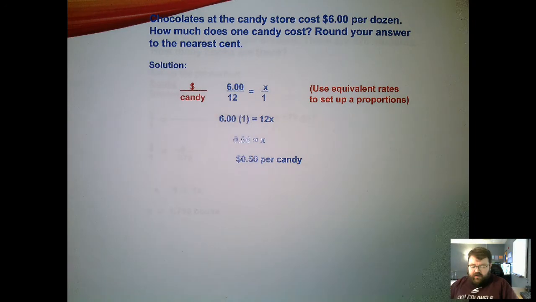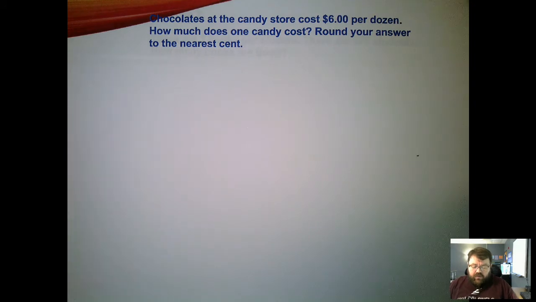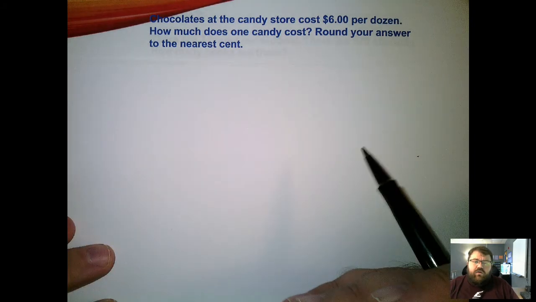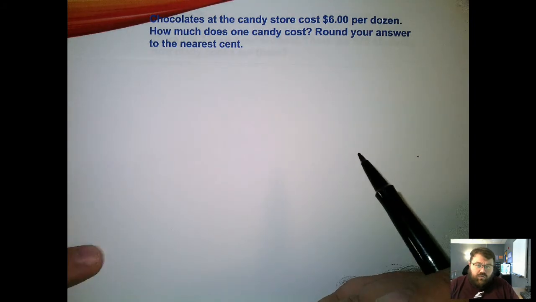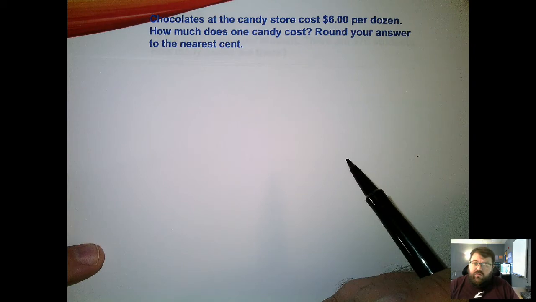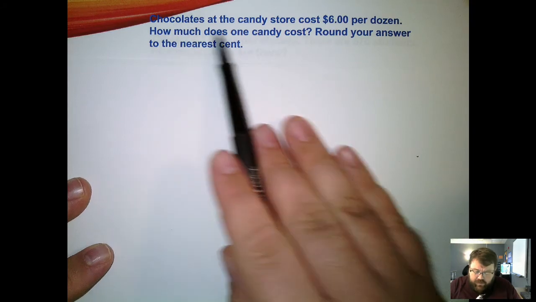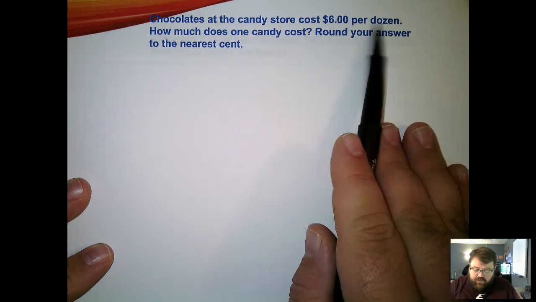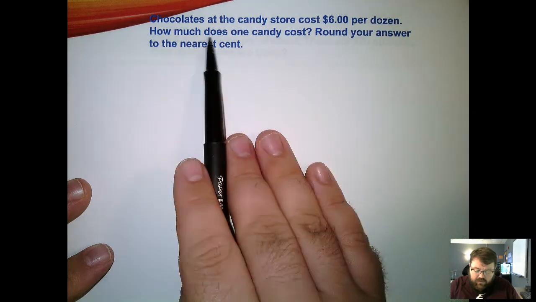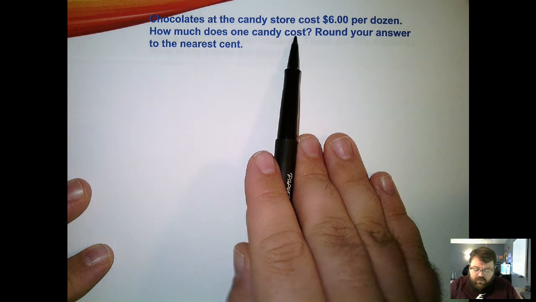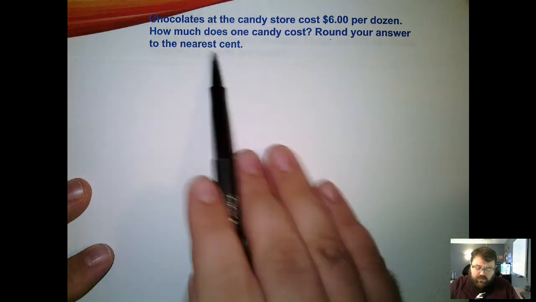From 6th grade, you should have talked about CUBES. CUBES is where you're going to go through and circle your numbers, underline your question, box in any action words, and then give an explanation. Question number 1. Chocolate at a candy store costs $6 per dozen. How much does one candy cost? Round your answer to the nearest cent.